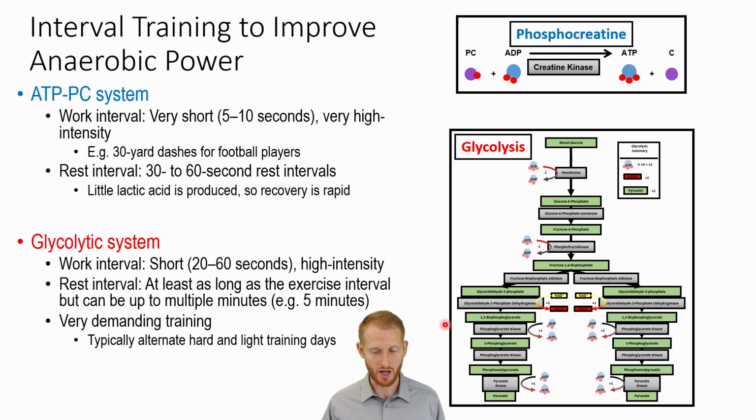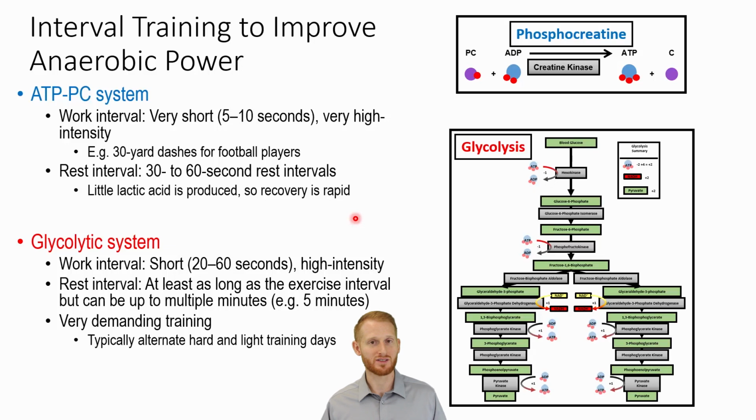So if you're doing 5 to 10 second intervals, this is something that you can think of like a 30-yard dash that a football player might train with. This is something that's going to primarily be working the ATP phosphocreatine system depicted here. So you can probably do a 10-second interval with 30 to 60 seconds of rest, and then go back to do another 10-second interval. And again, you're going to make yourself better at doing exercise in that sort of 10 to 20 second range, because you're working the phosphocreatine system, and that is where it is best at.